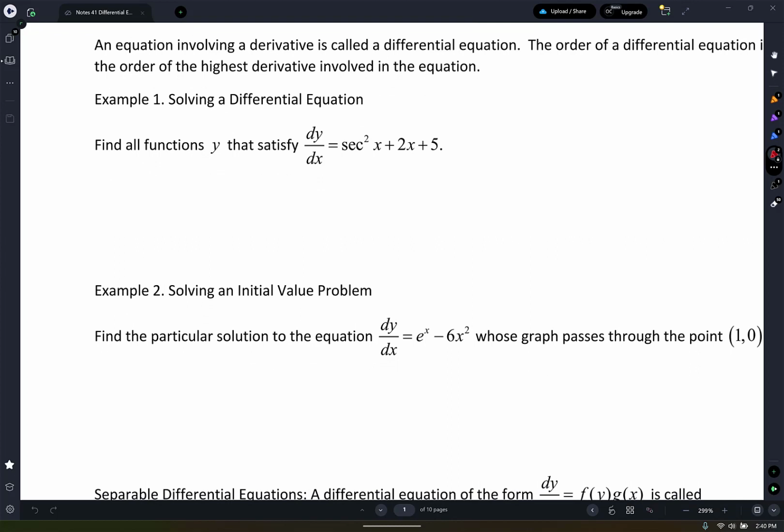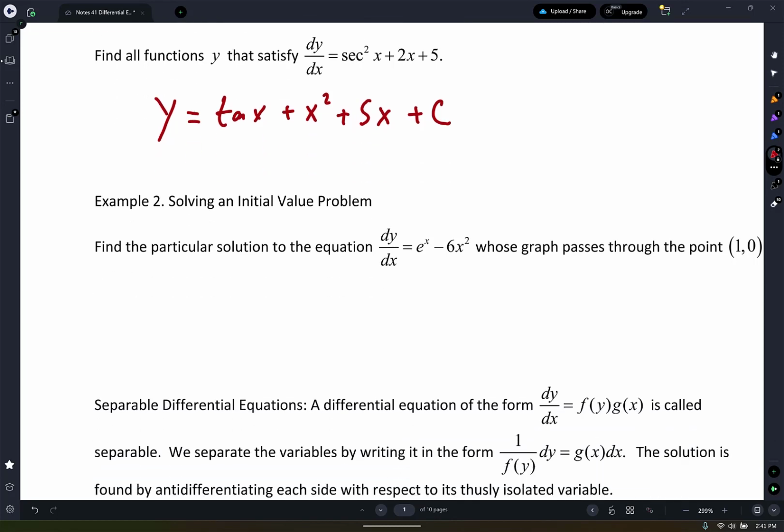So what do we know how to do right now without any assistance? You can do example 1 without any assistance right now. It says find all functions y that satisfy this differential equation. Here's my derivative, that's what dy dx means, and they want y. So you go y equals, and you say, what's the antiderivative of secant squared? Tan x, plus what's the antiderivative of 2x? x squared. You can say 2x squared divided by 2, that's the same thing as x squared. What's the antiderivative of 5? 5x. And then what else? Plus c. Those you know how to do without any assistance.